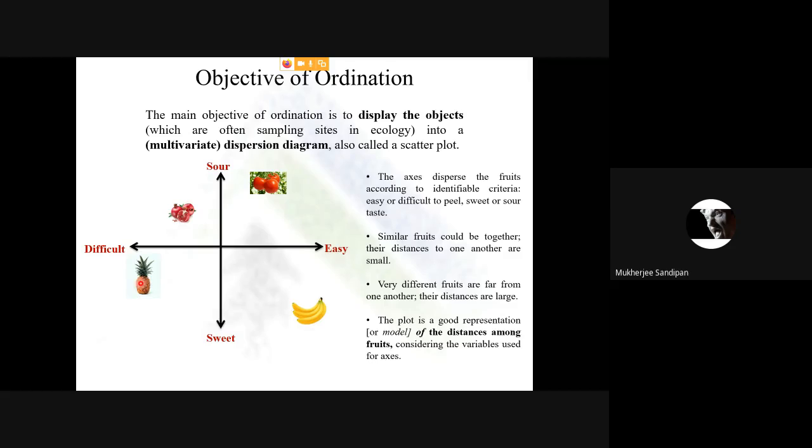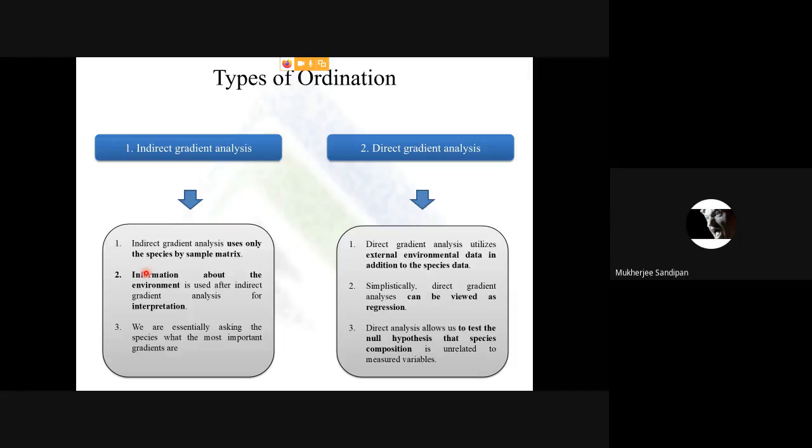For example, in case of pineapple, you say that it is very hard to peel, but it's kind of sweet. It's very close to sour, but it's kind of sweet. It's not exactly sour. So that is the essence of ordination method. When we do ordination method, we come up with these four dimensional plots, and using these 4-dimensional plots, we analyze, we interpret our data.